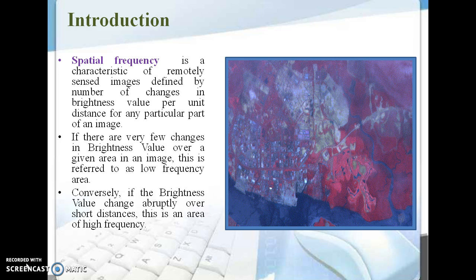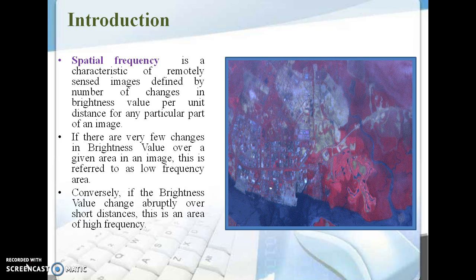Therefore, let us begin with the spatial filtering topic, which allows the analyst to undertake these tasks. The term spatial domain refers to the aggregate of pixels composing an image. Spatial domain methods are procedures that operate directly on these pixels. Spatial frequency is a characteristic of remotely sensed images defined by the number of changes in brightness value per unit distance for any particular part of an image.